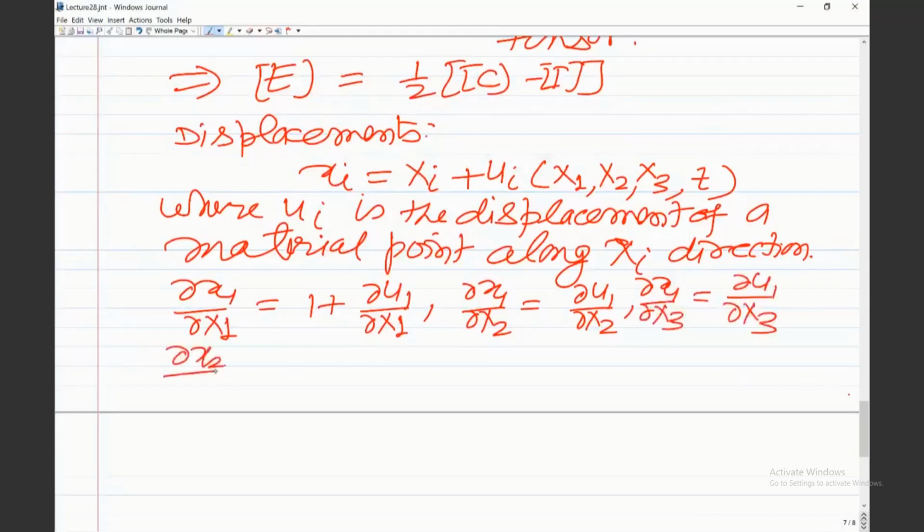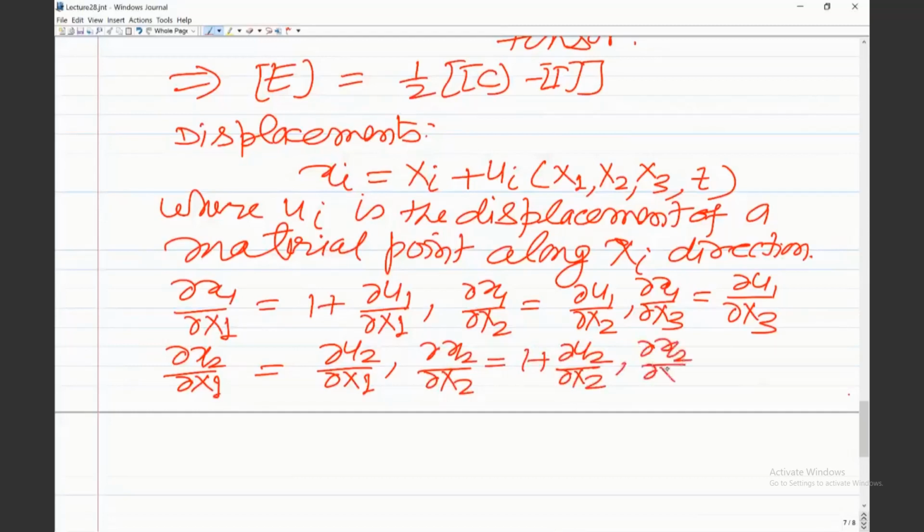Similarly, del x2 by del X1 will come as del u2 by del X1. Del x2 by del X2 will come as 1 plus, because small x2 is capital X2 plus u2. So when you differentiate it with respect to capital X2, you'll get 1 plus del u2 by del X2, and del x2 by del X3 will be equal to del u2 by del X3.